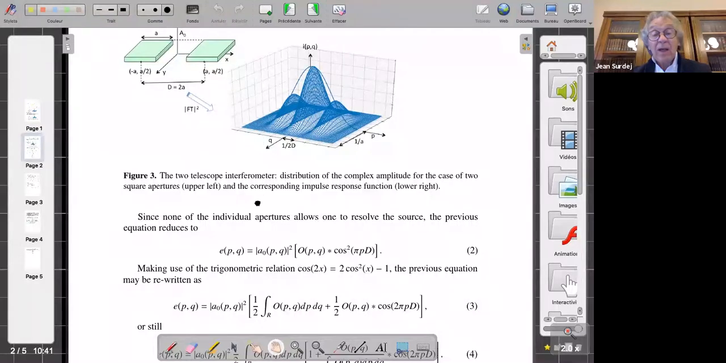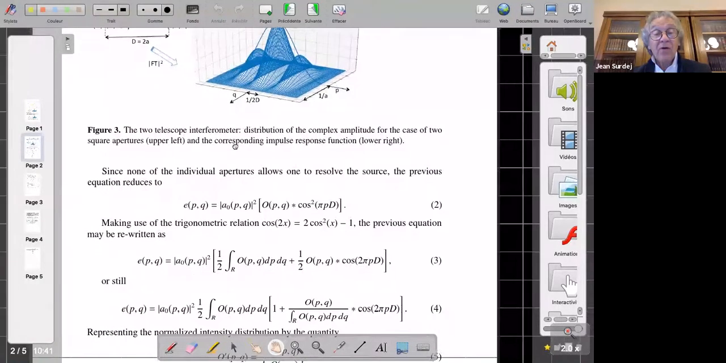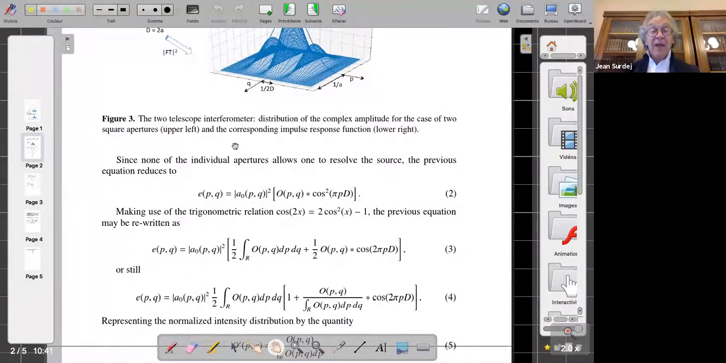Now, let's see how the previous convolution gets simplified. I told you that O of PQ, the intrinsic surface brightness distribution of the extended source, looks more like a Dirac delta function with respect to the response function of the single aperture. This is the reason why you may take this factor out of the convolution product. So this factor is simply multiplied by the convolution product of the intrinsic source distribution by the cos-square term.